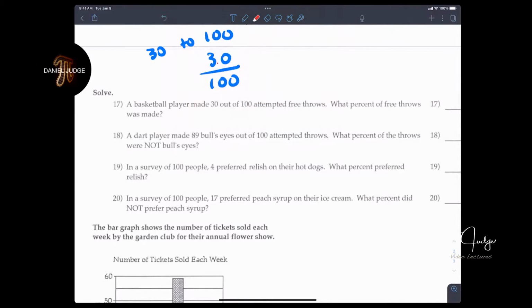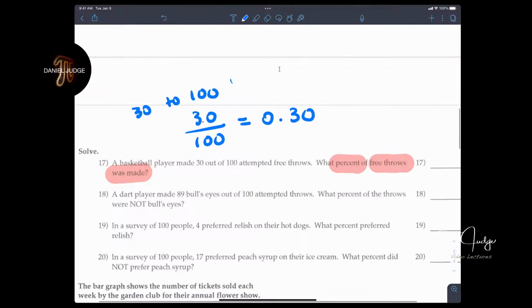So the question is, what percent of free throws were made? So this is the ratio, 30 over 100. Now, as a decimal, 30 over 100 is 0.3. I'll put a 0. And you might say, why? Again, 30, the decimal's right here behind the 30. If you divide by 100, with 2 zeros, you move that decimal 2 spaces to the left. There it is. This is the decimal representation of 30 to 100 here.